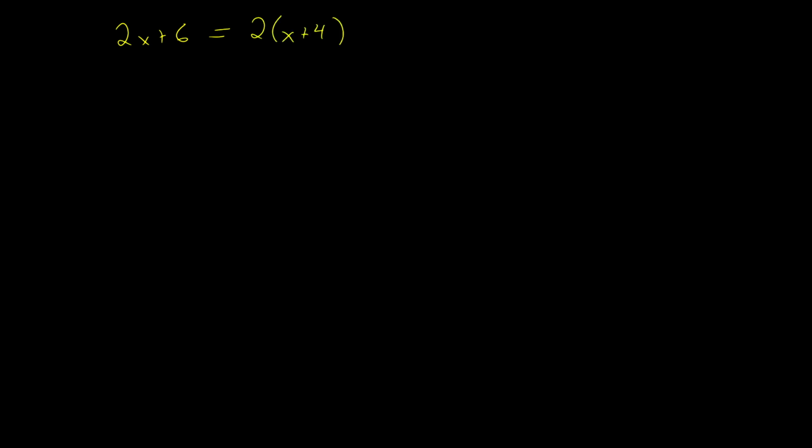Now my game here is to get all the variables on one side and all of the constants on another. So my left-hand side is okay, but on my right-hand side, I'm going to want to distribute first, so that I don't have a parentheses and I have everything in terms. And then I'm going to collect like terms, so I'm going to subtract 6 from both sides.